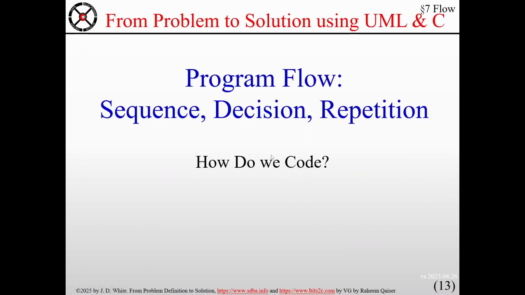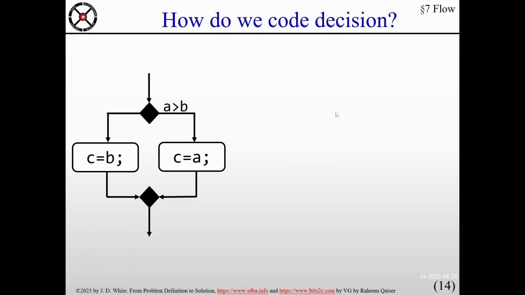Now, how do we code? The third step: sequence, decision, and repetition. First, we're going to look at how we code decision. Let's assume this is my UML. I have some data coming in, and I'm going to make a condition. If A is greater than B, let C equal A, and then continue on. If it's not true, then I want to put the value of B into container C and carry on.